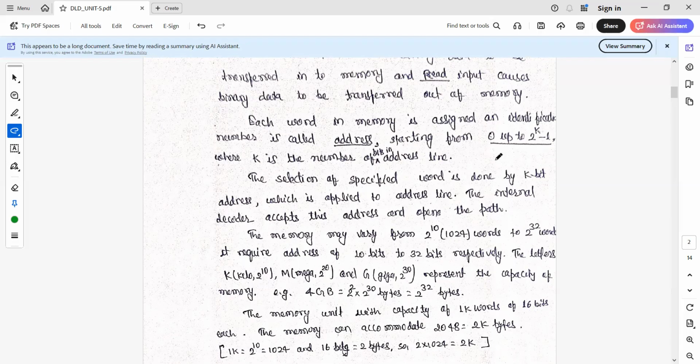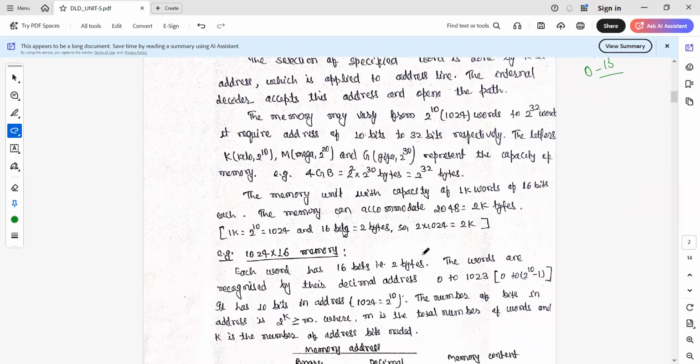For example, if you are talking about an address having 4 bits, that means we have a total of 16 combinations. Those 16 combinations start from 0 and go up to 15. So counting always starts from 0.